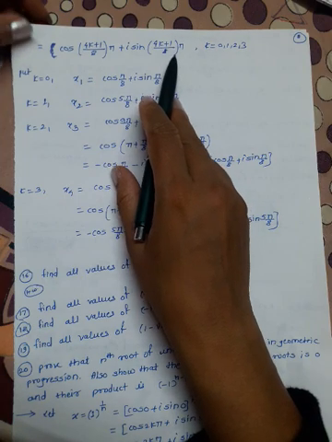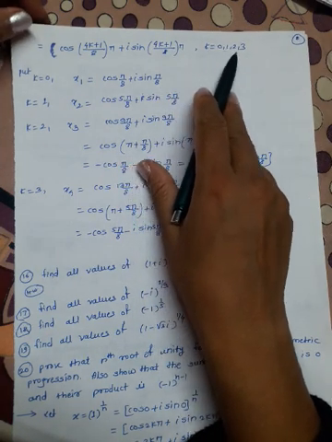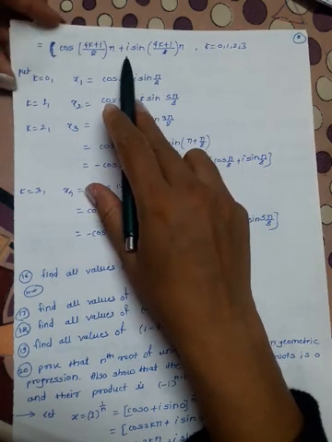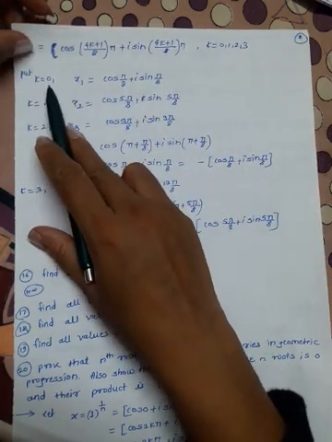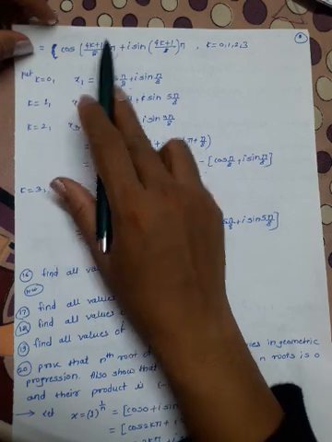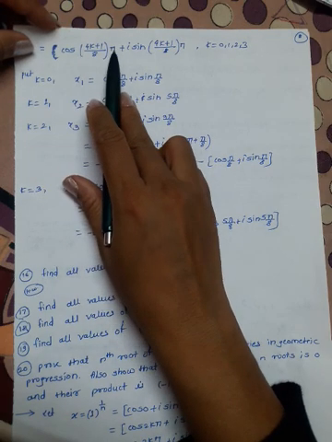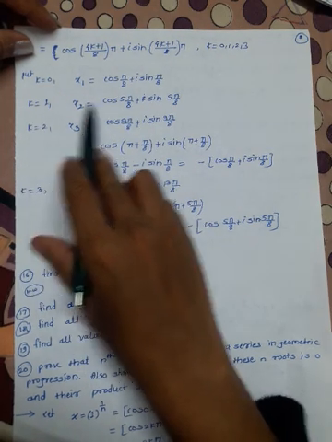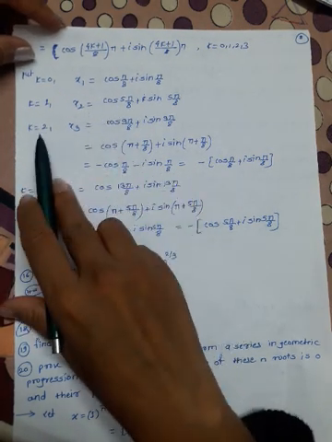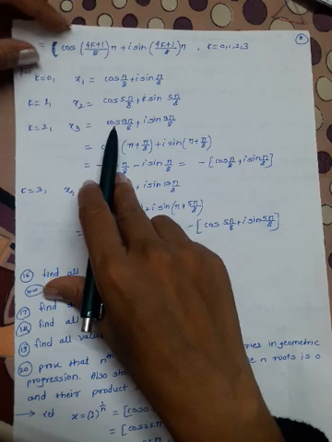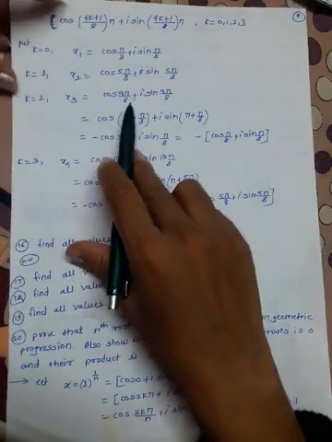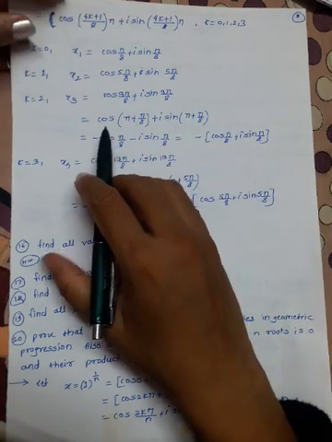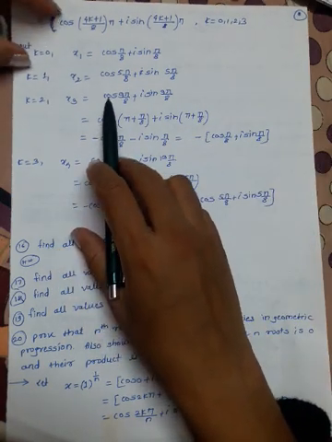Total 4 roots are there, therefore k values start from 0, 1, 2, 3. Now go on putting values of k here. Put k is equal to 0, we get the first root as cos of pi by 8 plus i sin pi by 8. Put k is equal to 1, we get the second root. Put k is equal to 2, we get the third root. And this question is only to find out the roots.